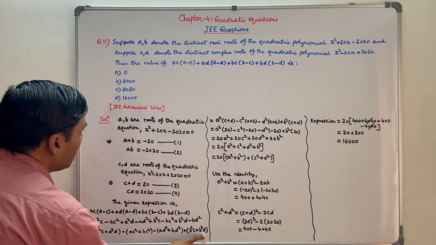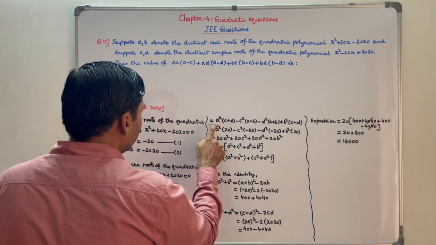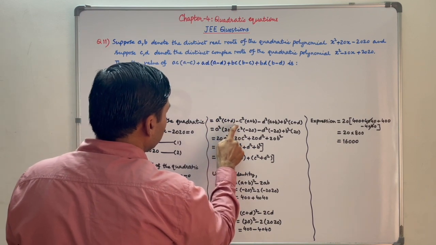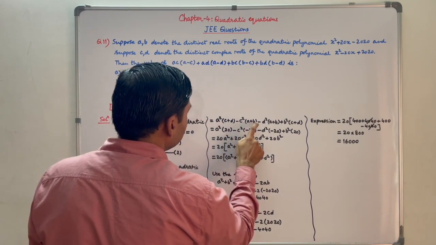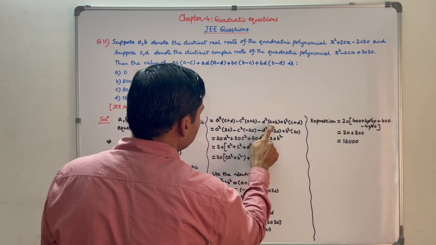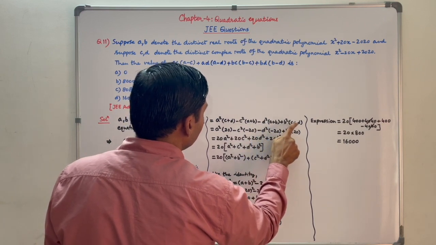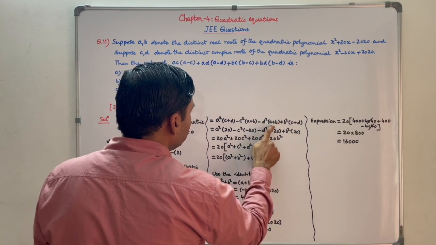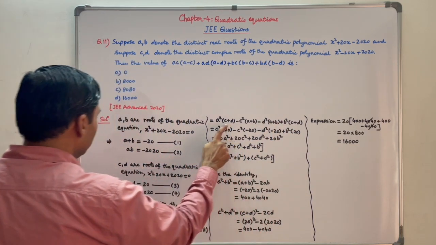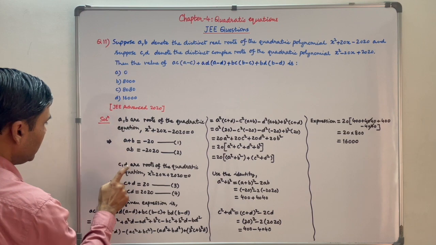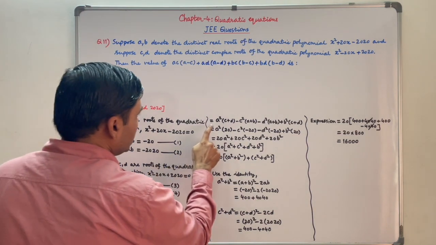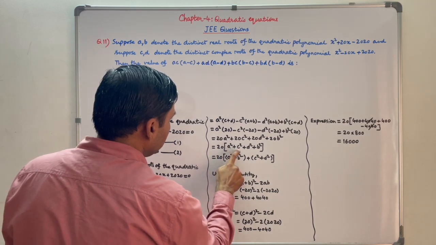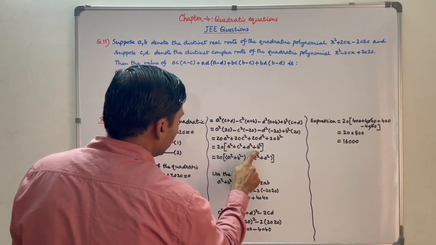Now we will take common. So in term 1 and 2, A square is taken common, so it is C plus D minus C square into A plus B minus D square into A plus B plus B square into C plus D. Now we will put the values of A plus B and C plus D from equation number 1 and 3. So the expression will be simplified as 20 into A square plus C square plus D square plus B square.